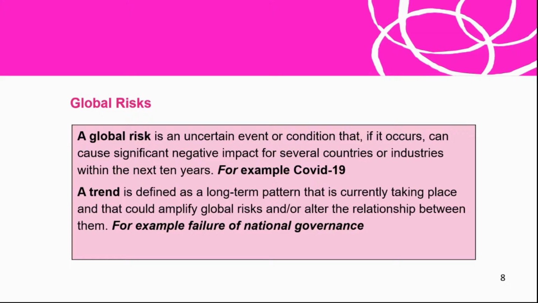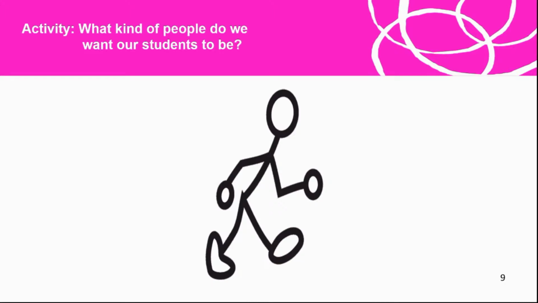Global risk, again, is an uncertain event or condition that, if it occurs, can cause significant negative impact for several countries or industries within the next 10 years. And an example we gave is the COVID-19 pandemic. And a trend is defined as a long term pattern that is currently taking place and that could amplify global risk and or alter the relationship between them. And the example we gave is failure of national governance.